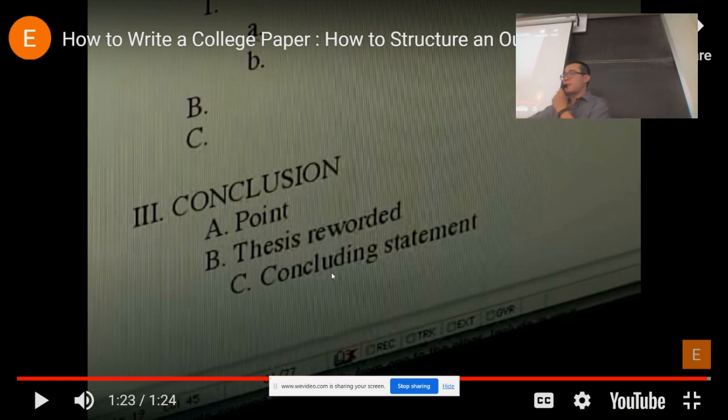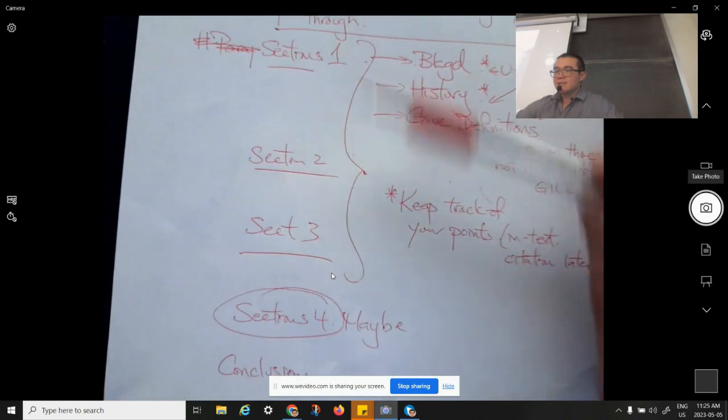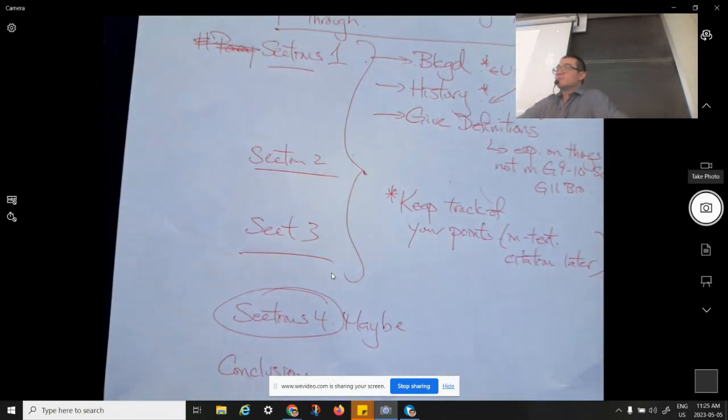Again, a conclusion doesn't need to be long, okay? It does not need to be long. Five lines or five sentences will suffice, because a lot of the bulk of your material information is in this section here, okay? Any questions so far? Yes.